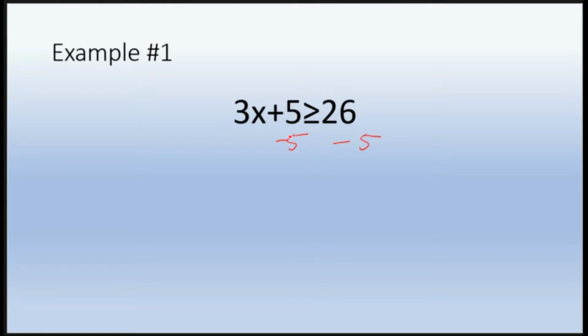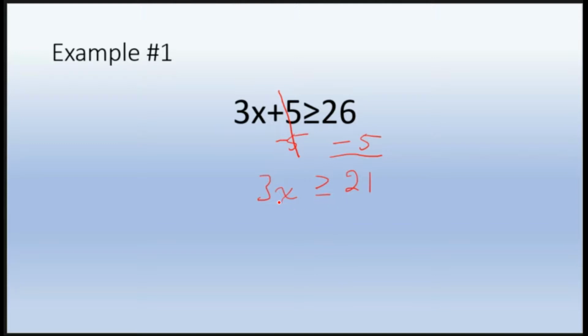So 5 minus 5 is going to give us 0. 26 minus 5 is going to leave us with 21. I'm going to bring down what's left, so that would be the 3 and the x. Now we have 3 times x is greater than or equal to positive 21.